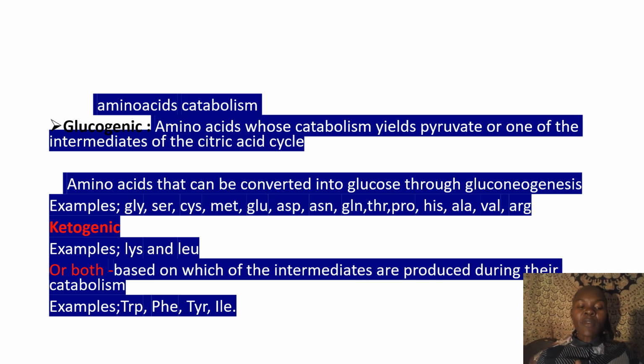Examples of glucogenic amino acids are glycine, serine, cysteine, methionine, glutamate, aspartate, asparagine, glutamine, threonine, proline, histidine, alanine, valine, and arginine. Then purely ketogenic, we have lysine and leucine. Lysine falls under the basic, and leucine falls under aliphatic, the subclass branched-chain amino acid. The ones which give us both glucogenic and ketogenic are tryptophan, phenylalanine, tyrosine, and isoleucine.